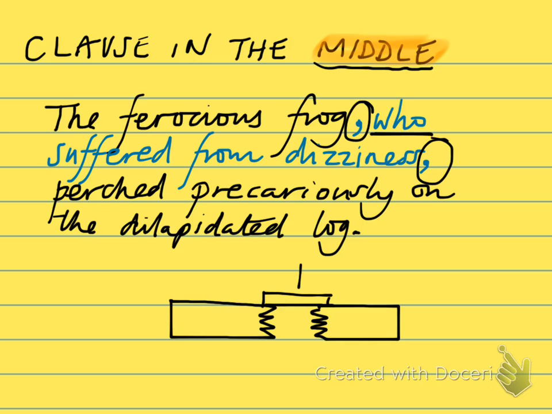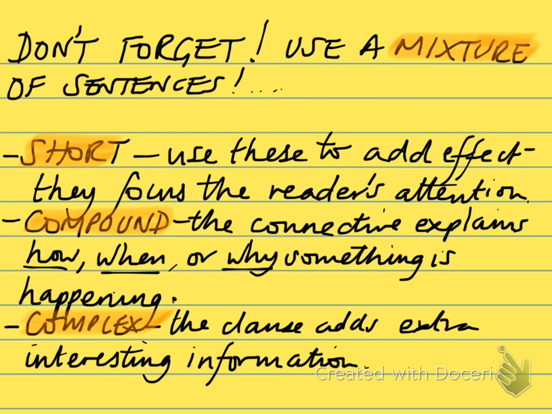This clause here is linking together two parts of the sentence. If we take the clause away, we can shove the two parts of the sentence together, but the clause doesn't make sense by itself. So don't forget when you're doing a piece of writing to use a mixture of these types of sentences.